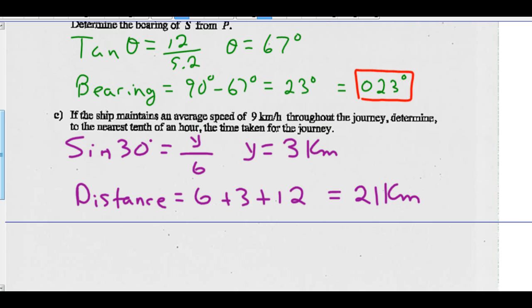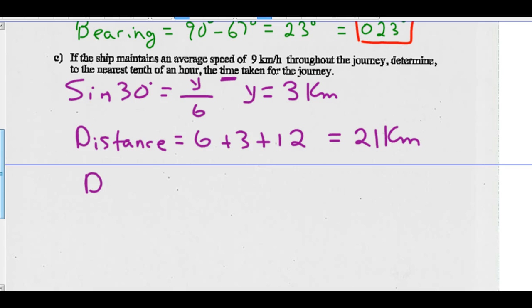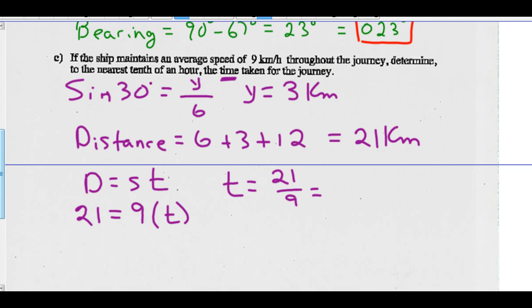We were asked to find the time taken for the journey. So let's use our distance formula. The distance equals speed times time. We just found out that the distance is 21 kilometers. The speed is 9 kilometers per hour. Find the time. So our time will be 21 divided by 9. Or as a fraction, they're both divisible by 3, so that's 7/3. So that's 2 1/3 hours. And it says the nearest tenth of an hour, 2.3 hours.